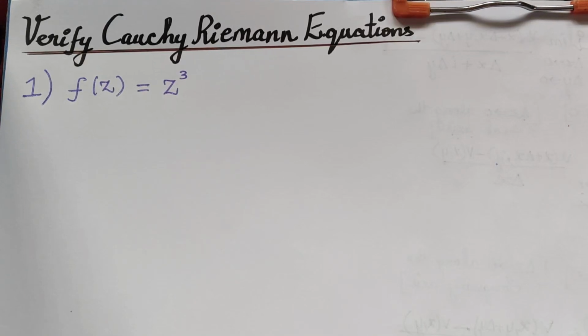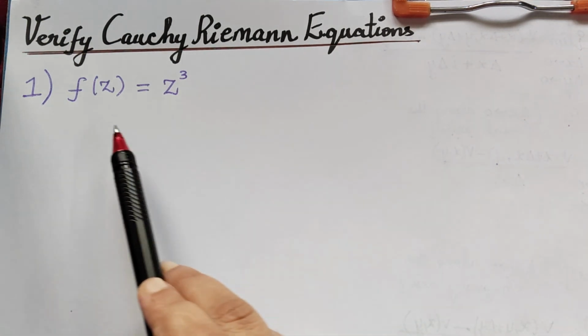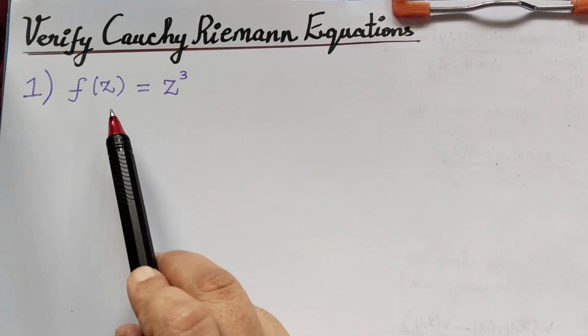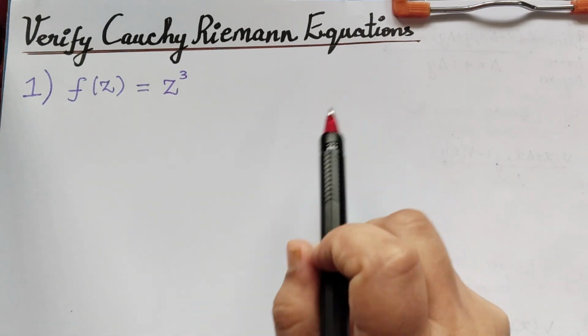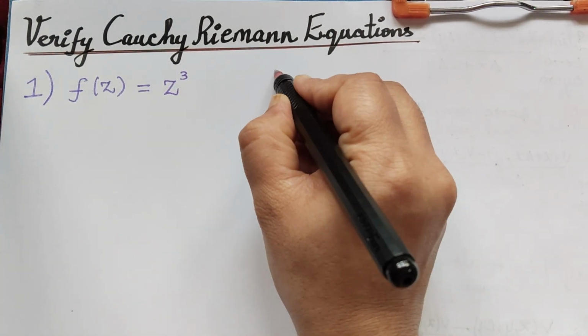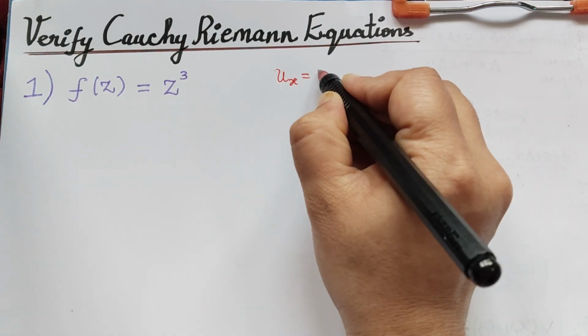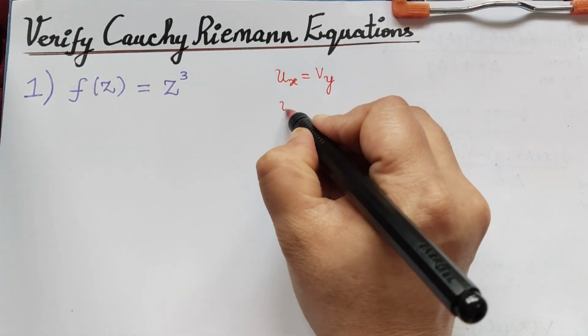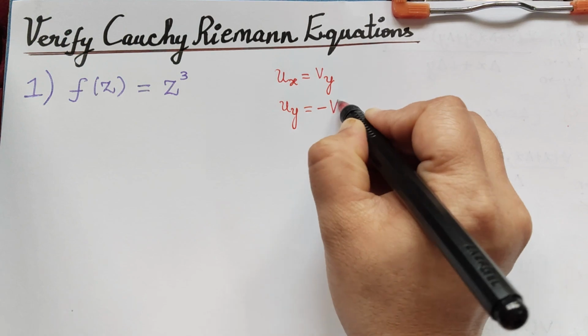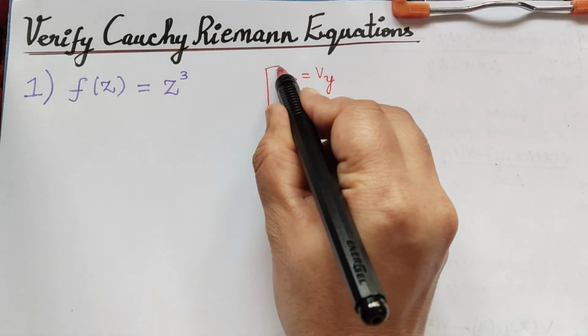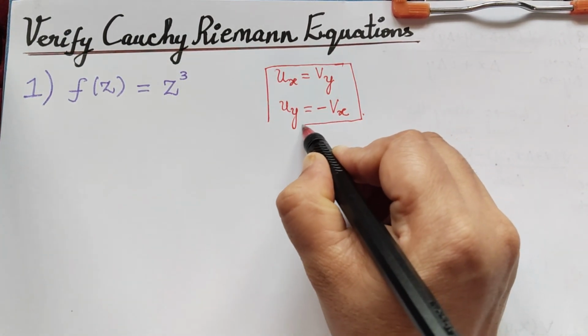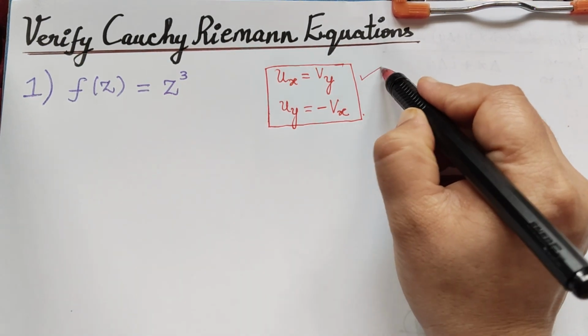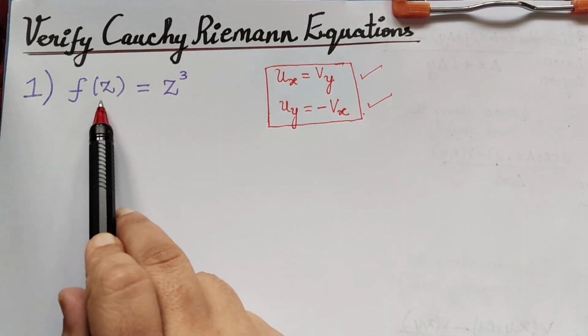Dear students, under the lecture series on complex analysis, previously we learnt about Cauchy-Riemann equations. Now here we are going to verify the Cauchy-Riemann equations for the given functions. What is the Cauchy-Riemann equation? If a function satisfies ux is equal to vy and uy is equal to minus vx, then we say that the given function satisfies the Cauchy-Riemann equations. So these two we have to verify now for the given function.